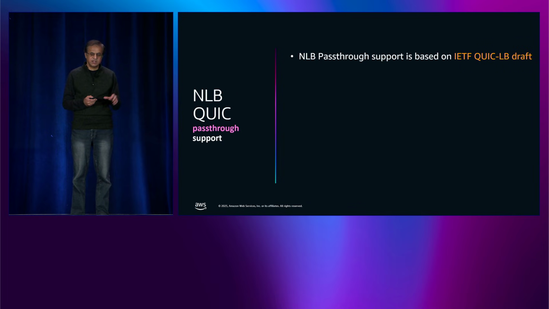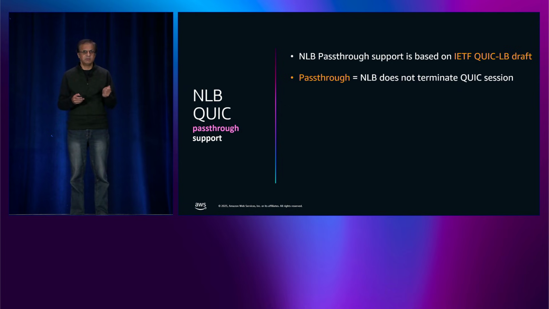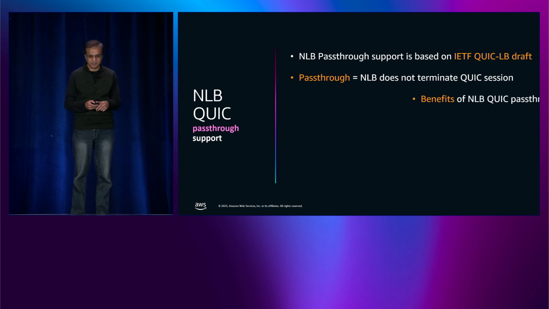Now, I said we launched a feature called NLB QUIC Pass-Through, and I highlighted the word pass-through. What is it? It is essentially based on an IETF draft that's mentioned here, and pass-through means NLB does not terminate the QUIC session. It will pass through the traffic that's coming from the client straight to your targets, and we'll walk through the signal flow so you'll know exactly what is happening.